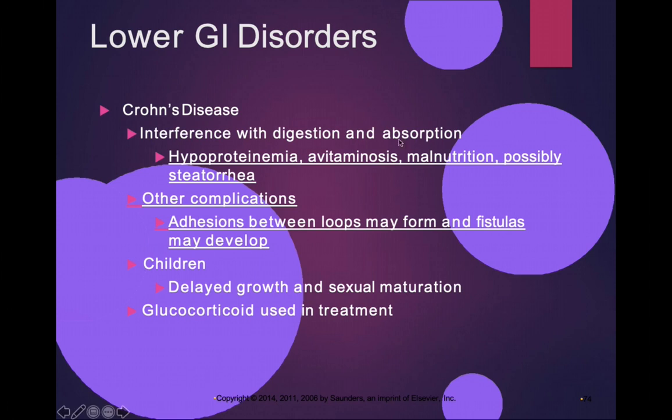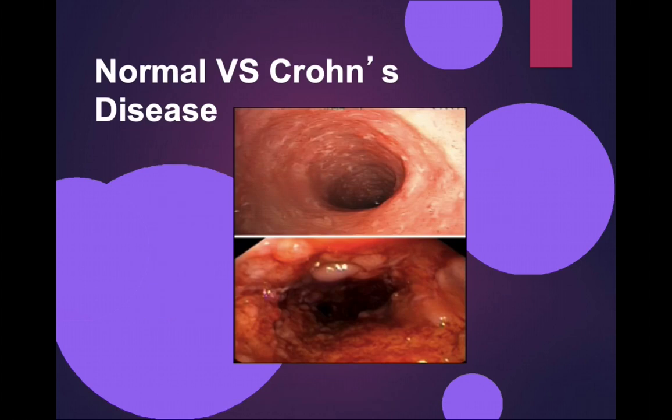Crohn will interfere with digestion and absorption. It leads to hypoproteinemia, decreased protein in the blood, decreased vitamins, malnutrition, and steatorrhea. The other complications, you can get these adhesions between the loops of the intestines, and you can get these fistulas that develop as well. In young children, it will delay growth and sexual maturation due to all the malnourishment. And the anti-inflammatories and glucocorticoids seem to be useful in many people.